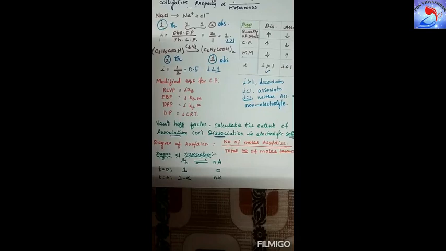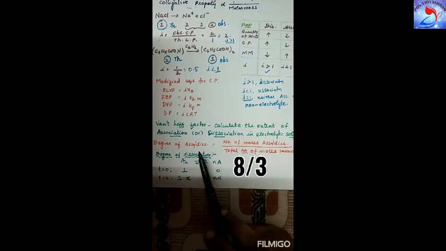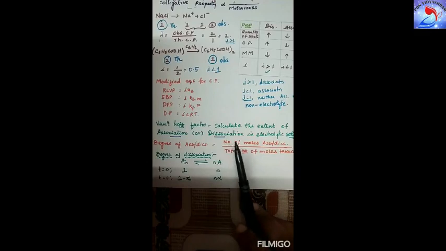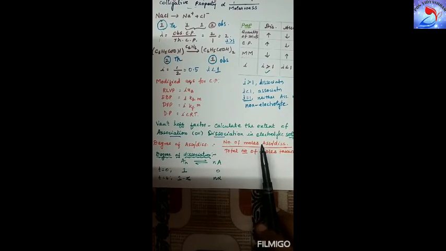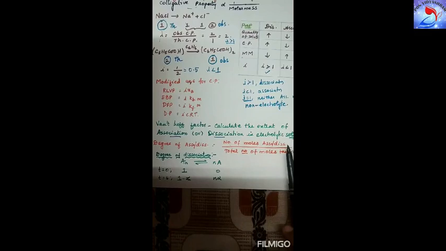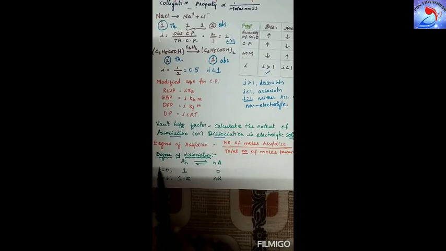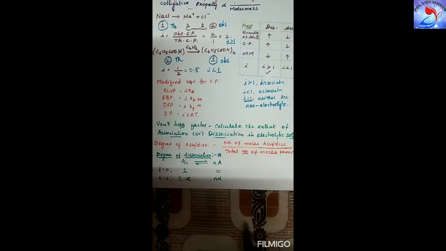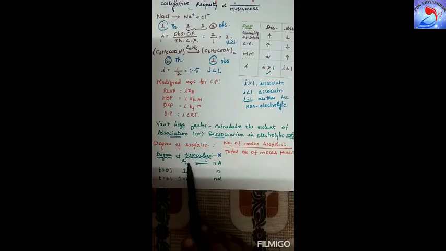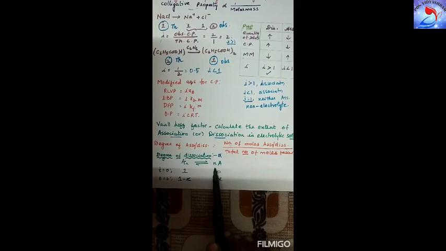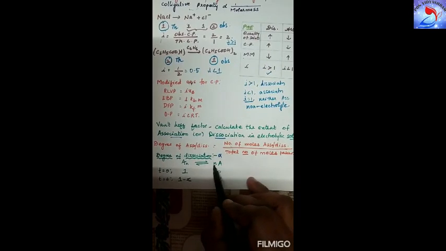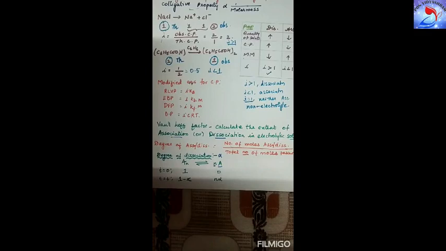I told you earlier, the degree of association or dissociation can be calculated by number of moles of particles which has undergone association or dissociation divided by total number of moles taken. Now let us discuss the degree of dissociation, which is indicated by the symbol alpha. Let us take A_n to be the reactant, a weak electrolyte which undergoes dissociation to give n moles of the product.